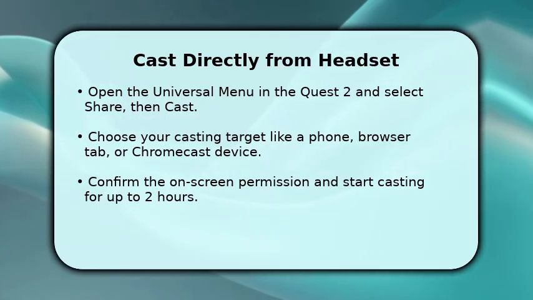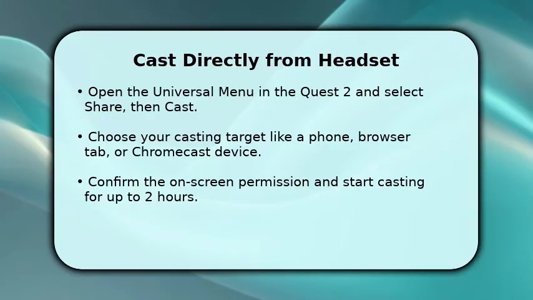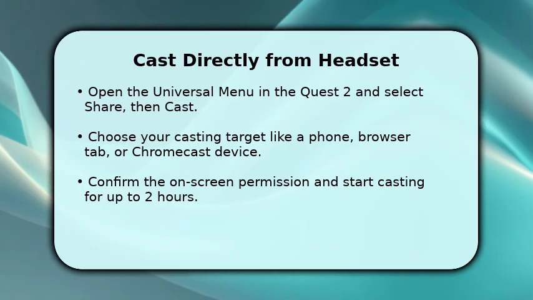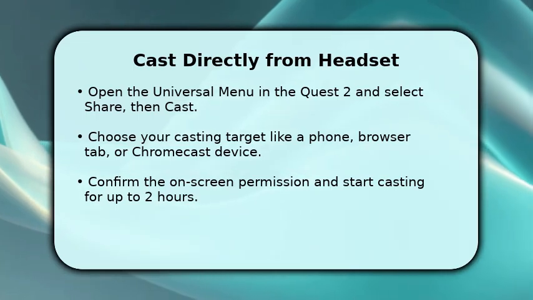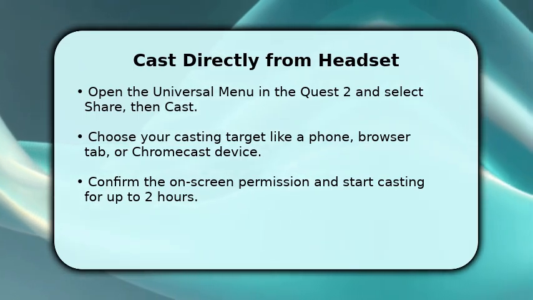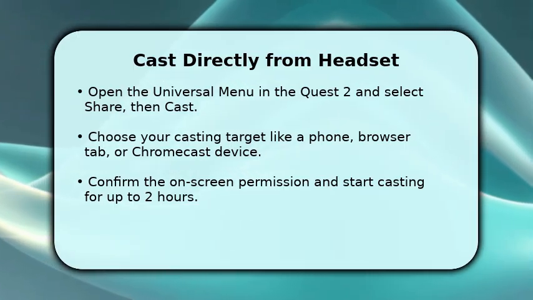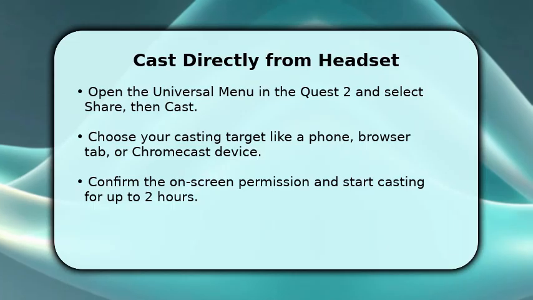The headset will scan for available casting targets such as your phone, a browser tab at Oculus.com/casting, or a Chromecast device. Choose the correct target and confirm the on-screen permission to begin casting. Casting will continue until you stop it or the headset powers down.